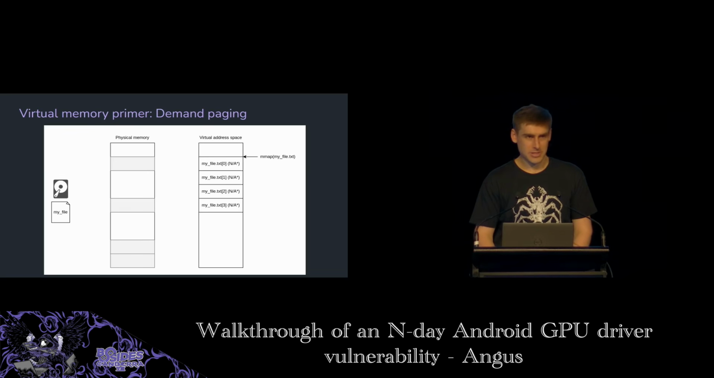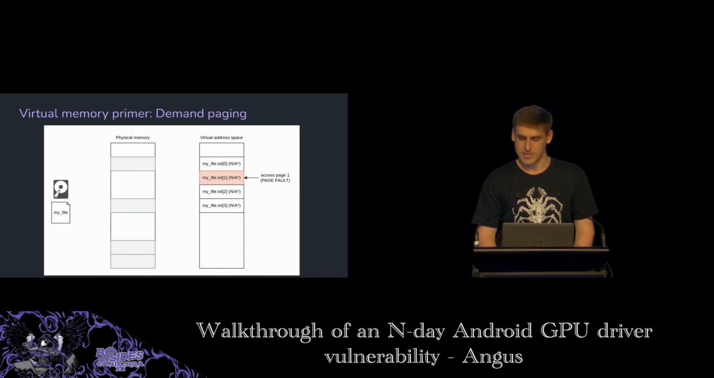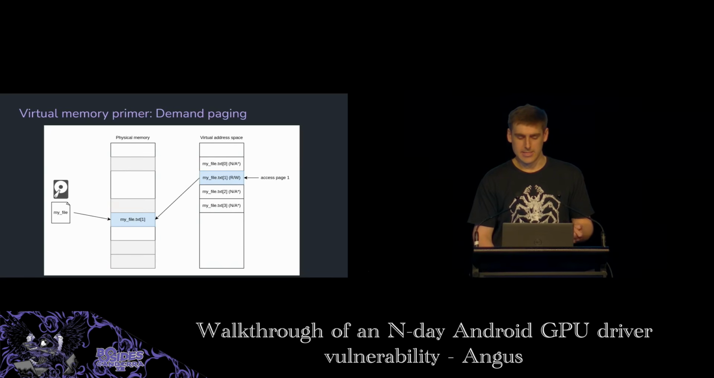And then when a program actually goes to access one of those pages for the first time, this will trigger a page fault in the CPU. And then the kernel will go and bring that relevant page or that file into memory and set up a virtual to physical mapping so that the user can actually go and access that page. If the user goes and accesses another page, it'll go and bring it in, and so on.